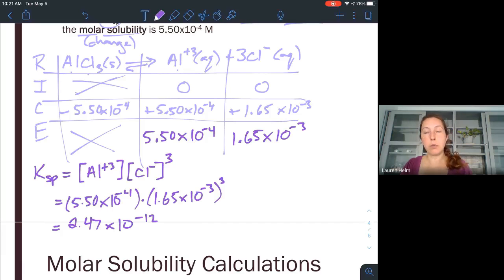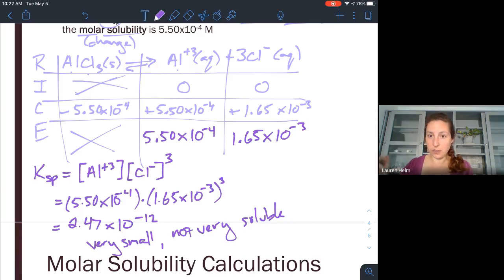Or in other words, 0.0000000000247. That is very small. What does that tell us? This is not very soluble. So not a lot of aluminum chloride is going to dissolve in water at equilibrium. It'll form a saturated solution very quickly. Very little will saturate very quickly. All right, so let's look at another example.